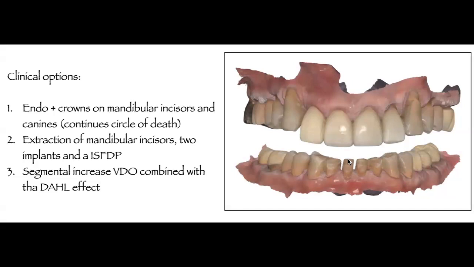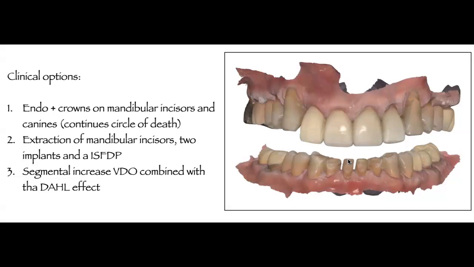So you've got to think about this. When we're treating cases like this, what you want to try to do is be as conservative as possible. And there are so many other techniques that we can use that would benefit this patient and that would make it a lot easier for us to restore those mandibular incisors compared to root canals and crowns. Let's look at option number two.